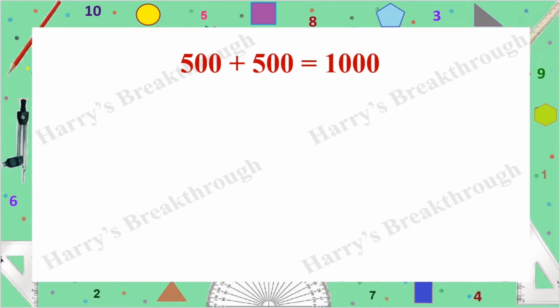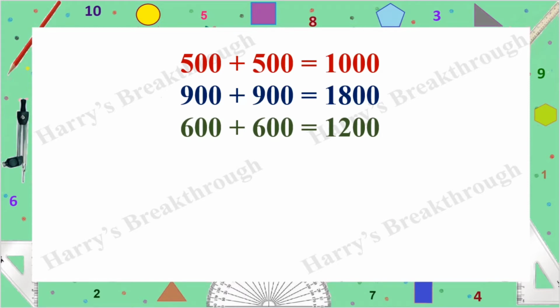Look at this number. Here I have added 500 plus 500 is equal to 1000. Next one, 900 plus 900 is equal to 1800. 600 plus 600 is equal to 1200. What you can find from this?